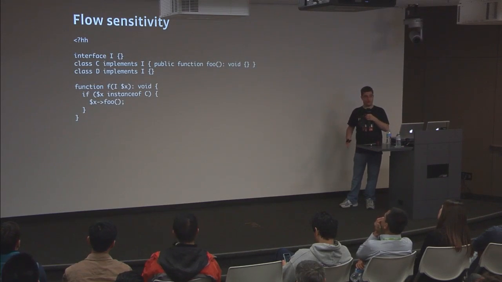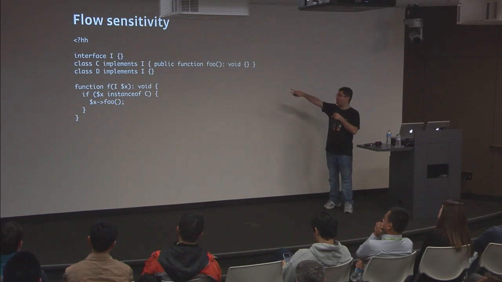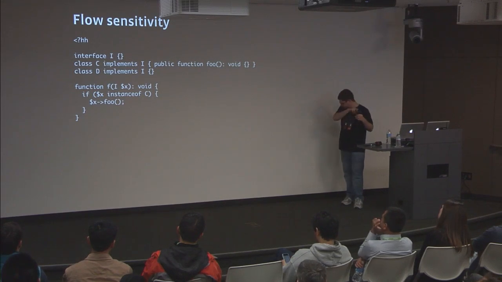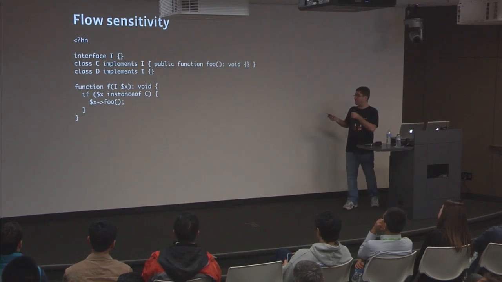We have more constructs that we're familiar with. So let's take a look at this example. We have a class C and D, which both implement the interface I, but only the class C implements the function foo. Only C implements the function foo.